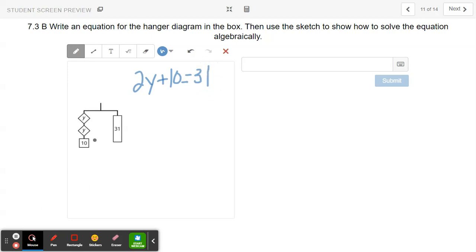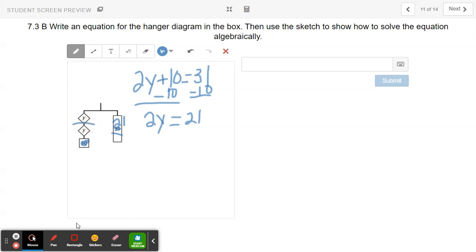So again, we're going to do some things to make this equation balanced, right? So 2y plus 10. Well, I want to know what just 1y is. So let's get rid of the 10. We're going to do minus 10. We're going to end up with 2y equals, well, if I took 10 off here, I got to take 10 off of here, which makes this 21, right? 31 minus 10 is 21. So now I know the 2y equals 21, right?